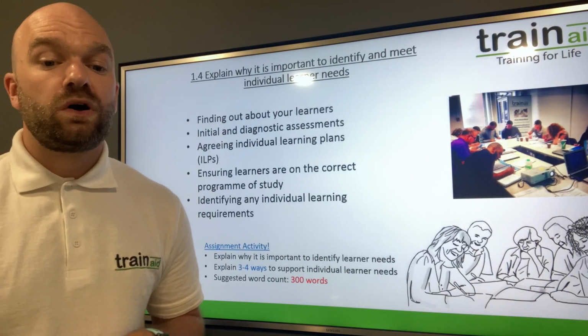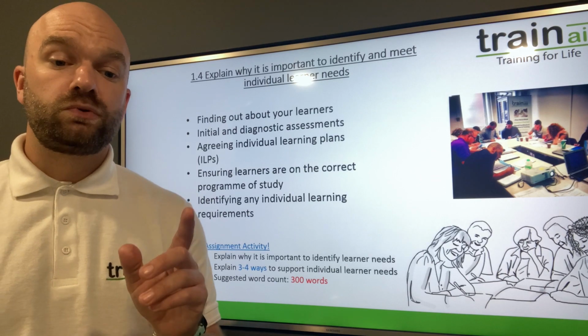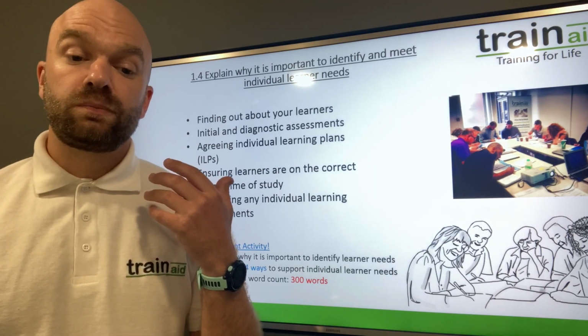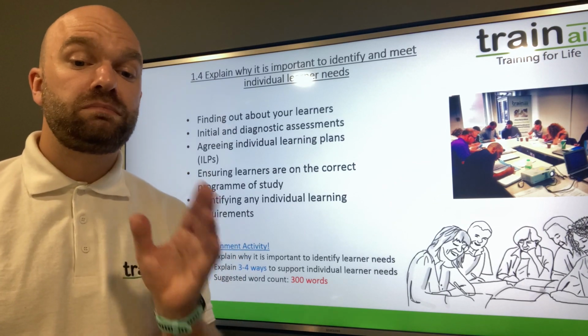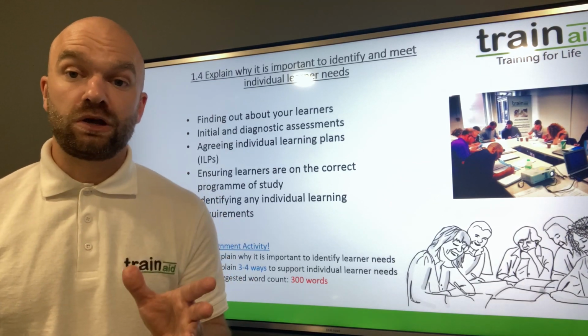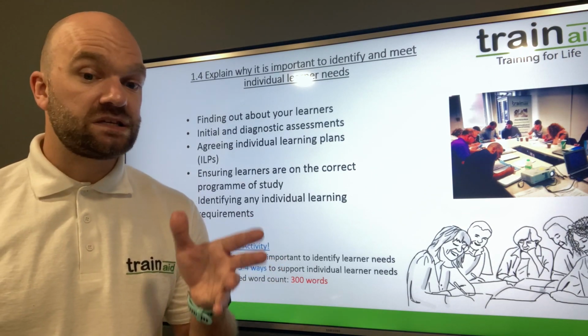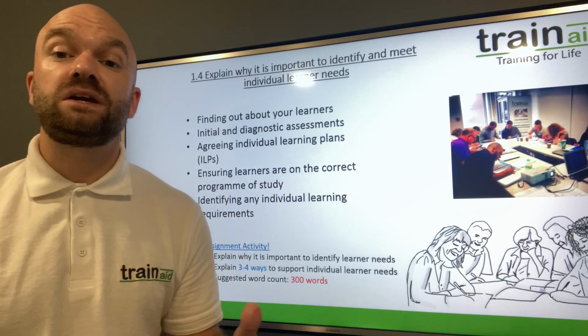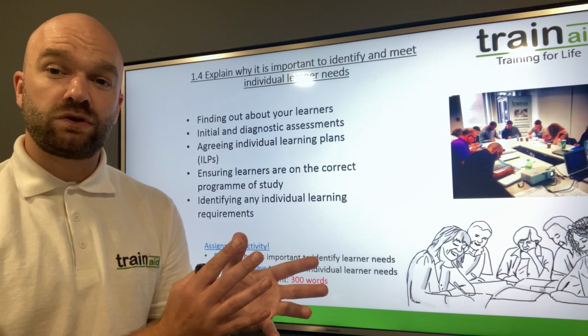We're just going to move on to criteria 1.4 now. And criteria 1.4 is all about why it is important to identify and meet individual learner needs, okay? One of the key areas for this is simply the reputation of your establishment. So it does follow on from equality and diversity.